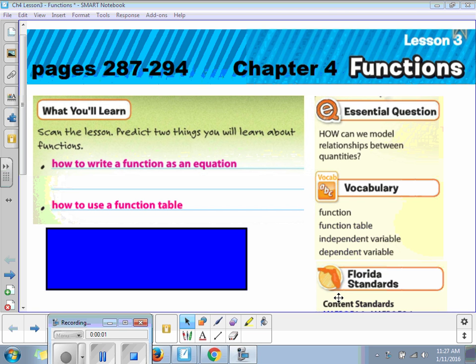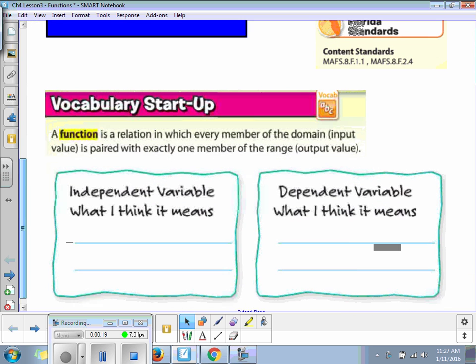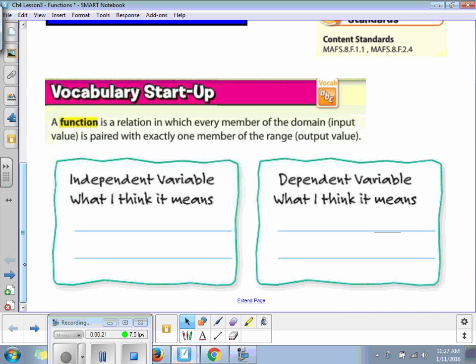Right, so chapter 4, lesson 3 is functions. We're going to learn how to write a function as an equation, and how to use a function table. First, I would like for us to look at our vocabulary startup. If you have not already written this down, I would like for you to write the definition of a function.